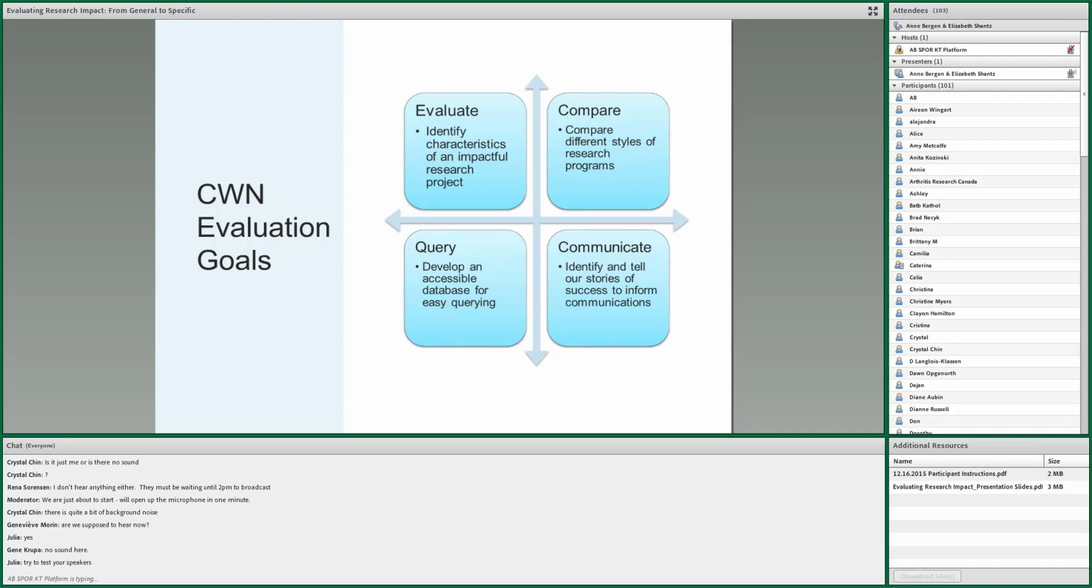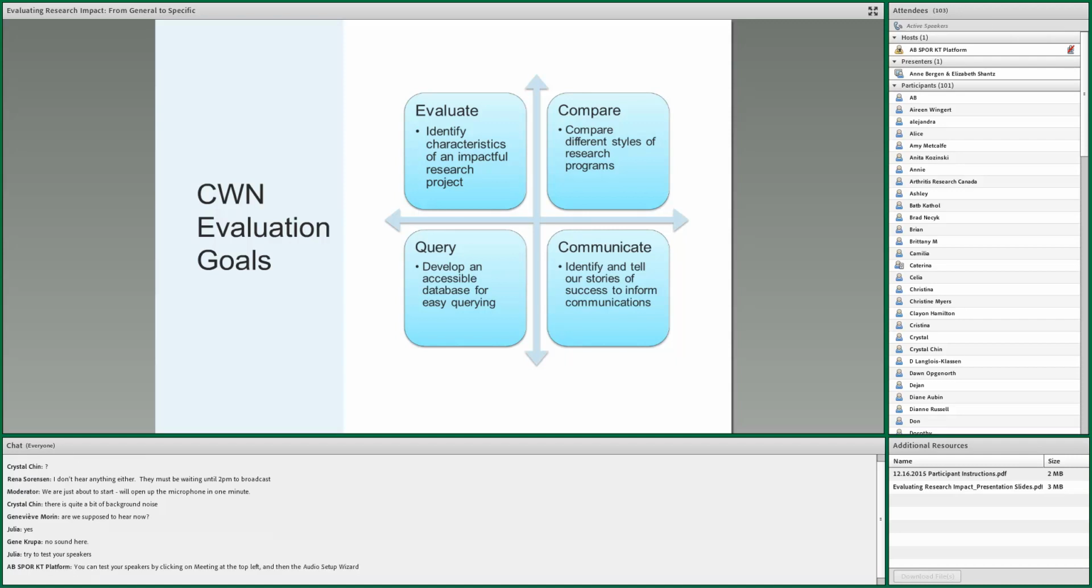And finally, we wanted to learn more about the impacts of our research, especially those that affected policy and practice, in order to inform our own communication strategy and help us identify and tell our success stories.